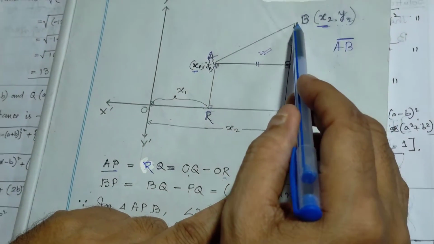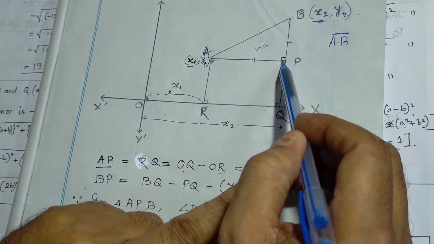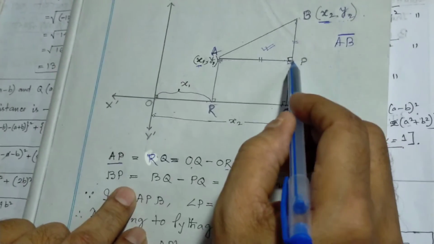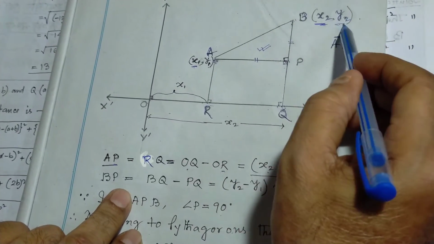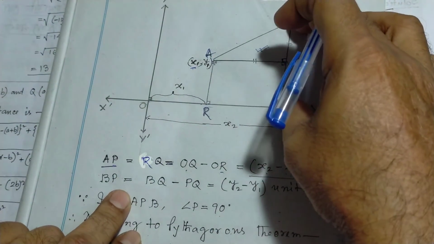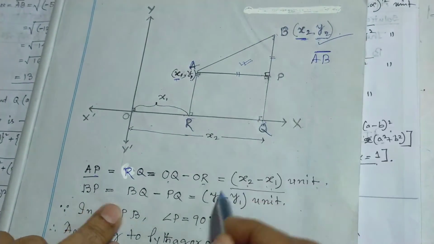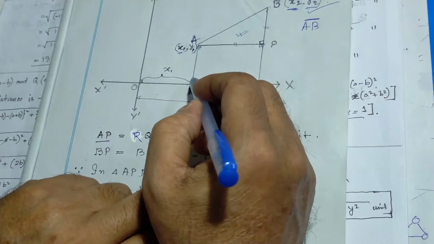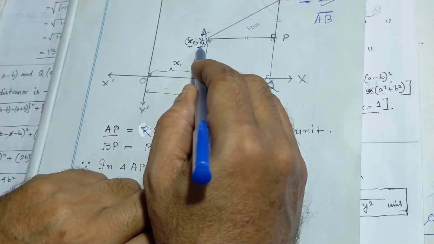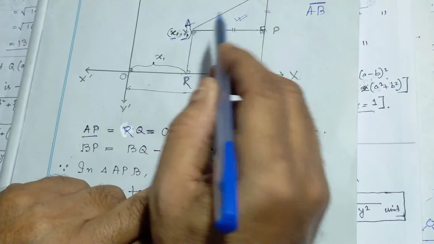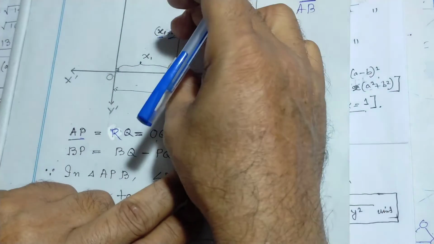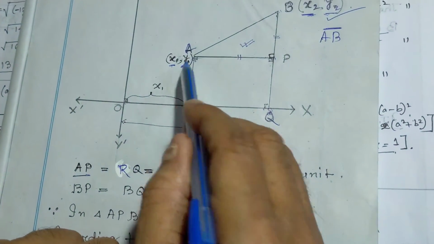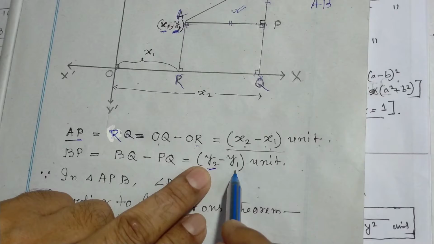Now I want to find BP. Similarly, we can find BP as BQ minus PQ. BQ means this coordinate. This is the length which is represented by y2. So y2, and PQ. PQ means AR, and AR means y1. Again, try to understand. PQ means AR, because these two sides are equal, and AR is this coordinate y1. So y2 minus y1.